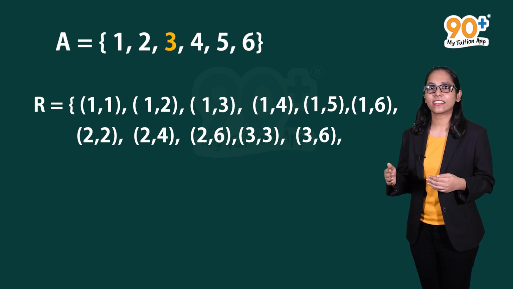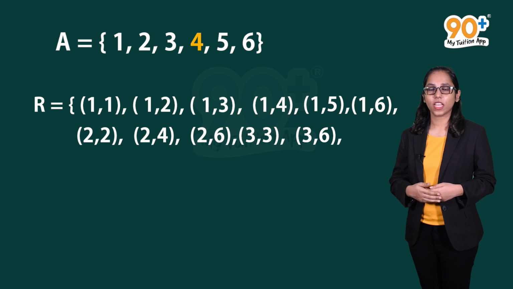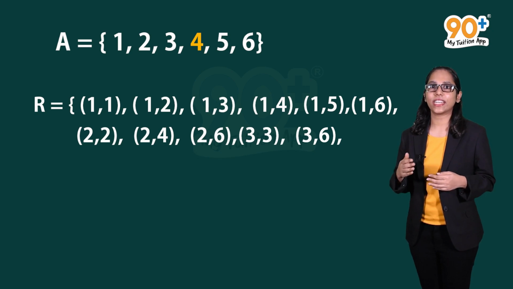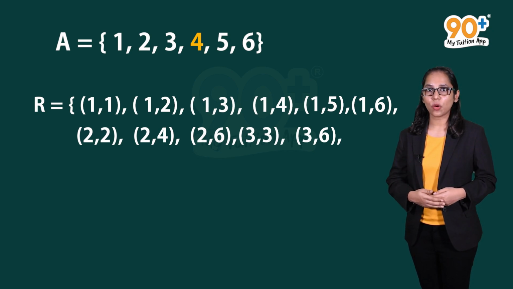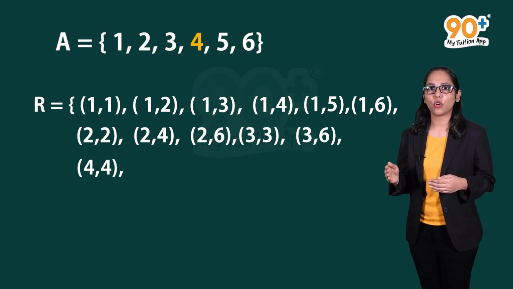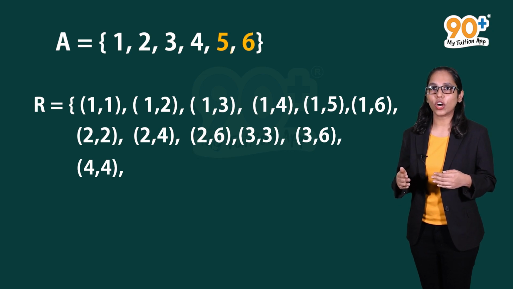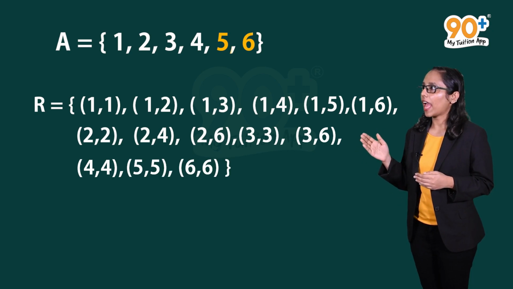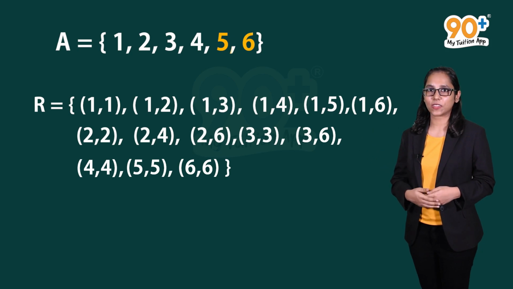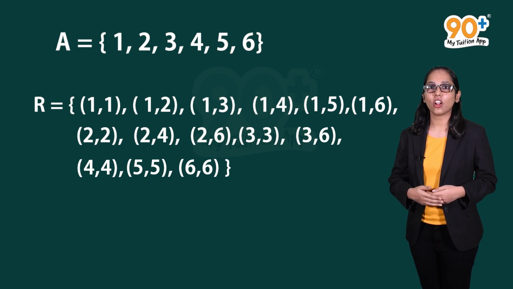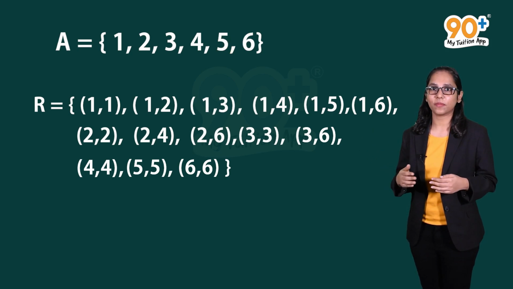Now take the next element, that is 4. The multiple of 4 is 4 itself. So set R will contain ordered pair (4, 4). Similarly, for 5 and 6, the multiples of 5 and 6 are 5 and 6 themselves. So set R will contain ordered pairs (5, 5) and (6, 6). Now we have written all the elements in the set R.